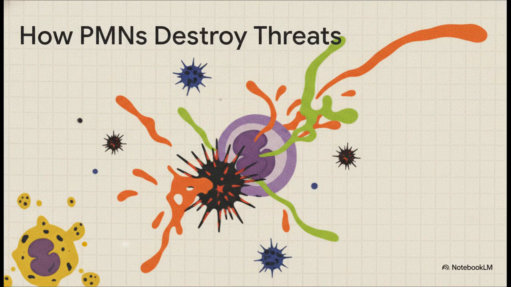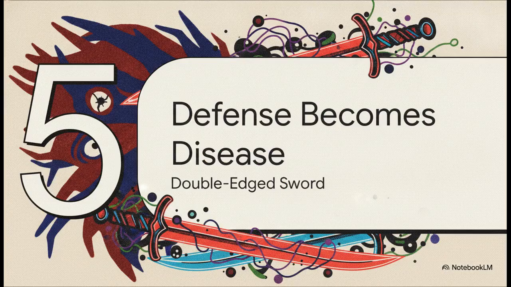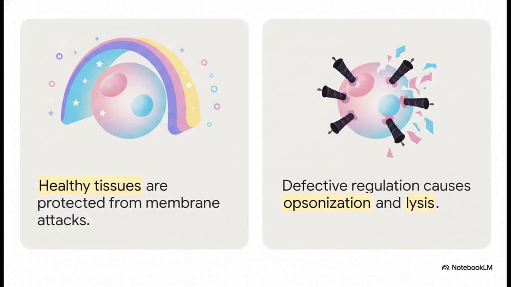And because this work is so intense and destructive, PMNs are end cells. They die after just a few days, liberating their enzymes and leaving behind a purulent exudate, which we all commonly recognize as pus. Which leads us to our final section, part 5, when defense becomes disease, the double-edged sword of immunity. Now we've got to pivot to a really crucial, slightly darker aspect of this explainer. What happens when this incredibly destructive billion-year-old system misfires?